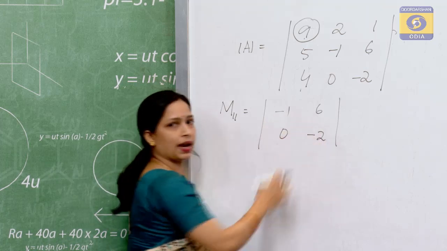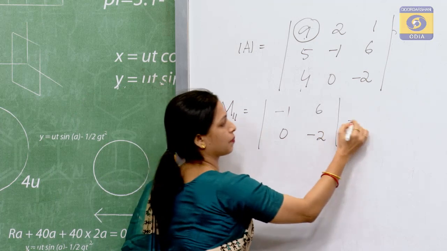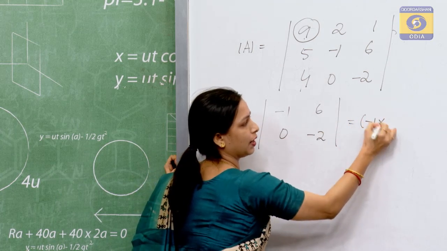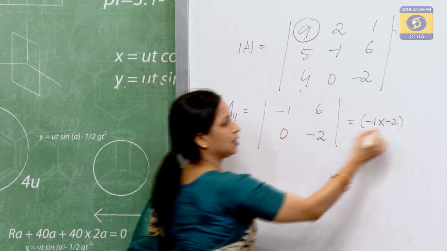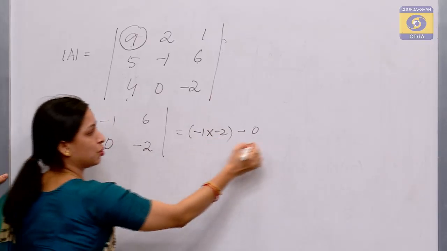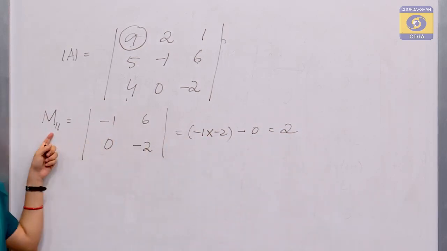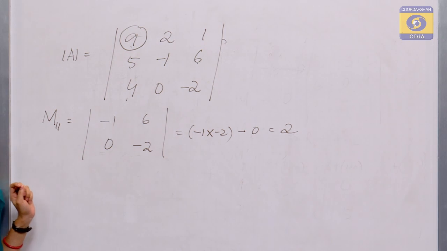What is the next step? I cross multiply and find the difference of the diagonal elements, the parallel diagonal elements. So, that is -1 into -2, and this is -6 into 0. So, it is 0. -1 into -2 means 2. So, the minor of A11 is 2.